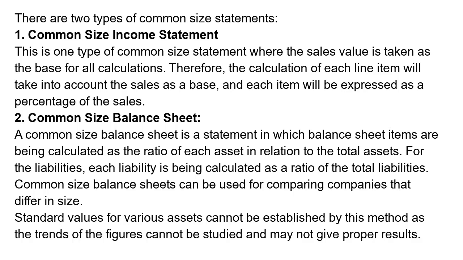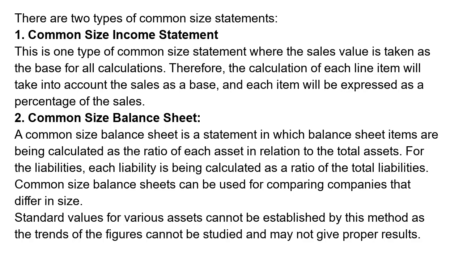One, common size income statement. This is one type of common size statement where the sales value is taken as the base for all calculations. Therefore, the calculation of each line item will take into account the sales as a base, and each item will be expressed as a percentage of the sales.